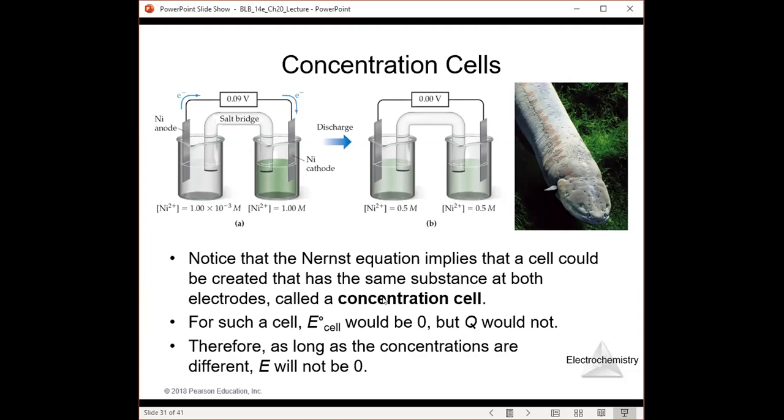And the Nernst equation implies that a cell could be created if it's the same substance. For such a cell, E cell will be 0, but the Q will not. Therefore, as long as the concentrations are different, the E will not be 0. So what we're saying is you can have a 3 molar solution in one, you can have a 1 molar solution in the other. That's what they're saying here. You gotta have different solutions and look at concentration, and you can do that.